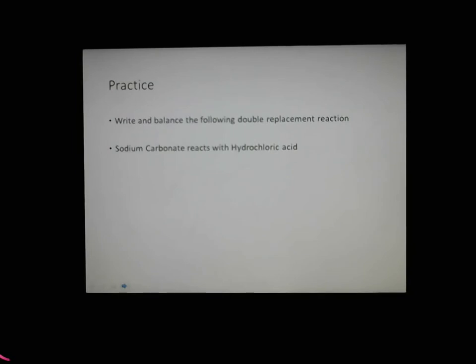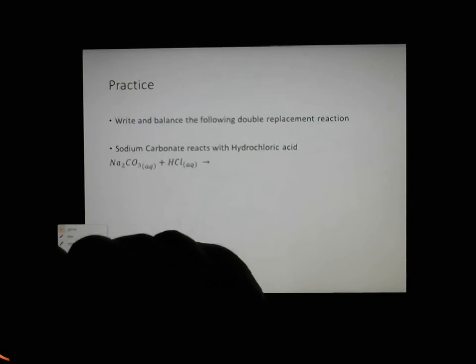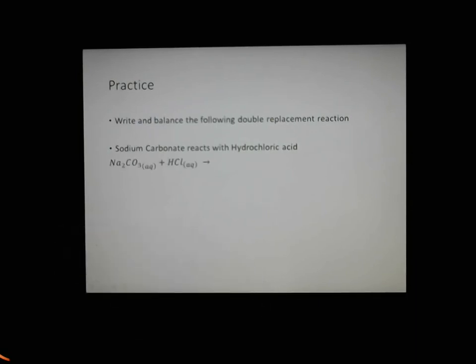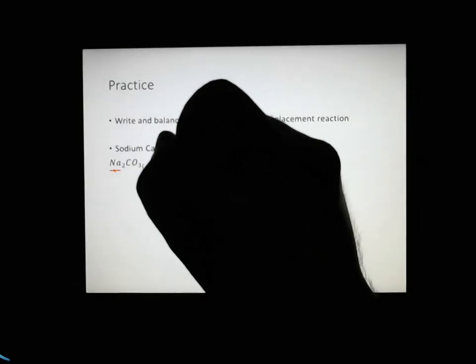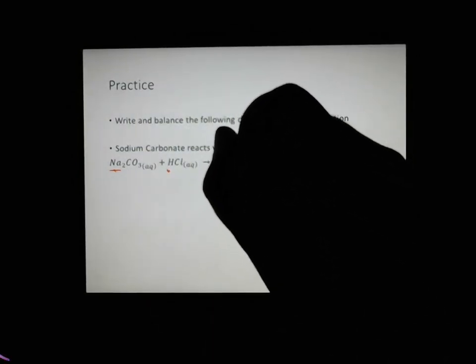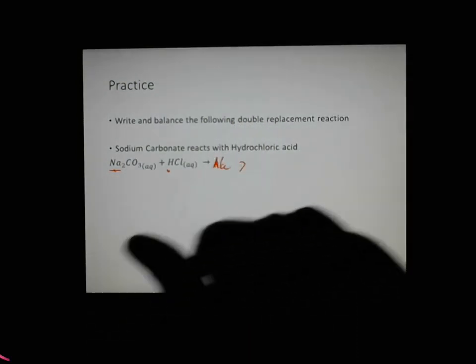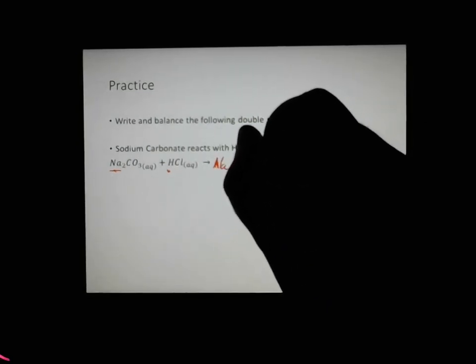So here is sodium carbonate. You might have this in your home as baking soda, and it reacts with hydrochloric acid. So here's our starting part, Na2CO3 reacting with HCl. Here's our positive bit, here's our positive bit, and so our Na will hook up with the Cl.